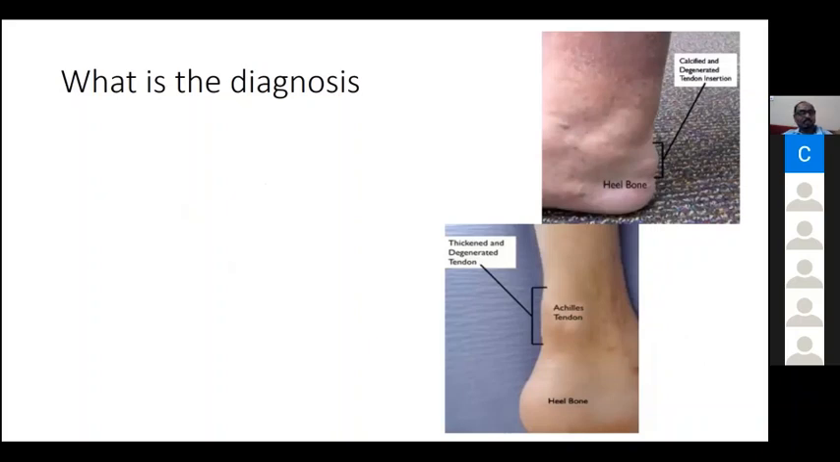Achilles tendinopathy. All right. What is the difference between the upper one and the lower one? It is already there, but what is the difference? The lower one is Achilles tendinopathy, sir. And the upper one is tendinitis or retrocalcaneal bursitis.